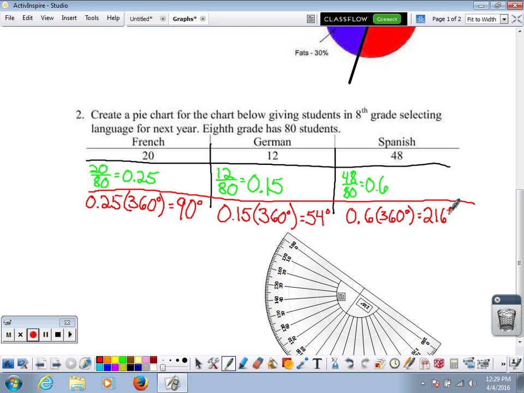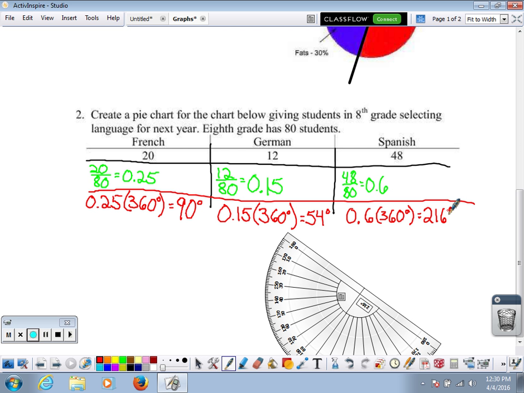Now, a way that we can double check to make sure that these numbers make sense is we add them all together. What should they sum to? What should they sum to, Willow? 360 degrees. Well, if I do 216 plus 54, that'll give me 270. 270 plus 90 gives me 360. So we have good numbers.